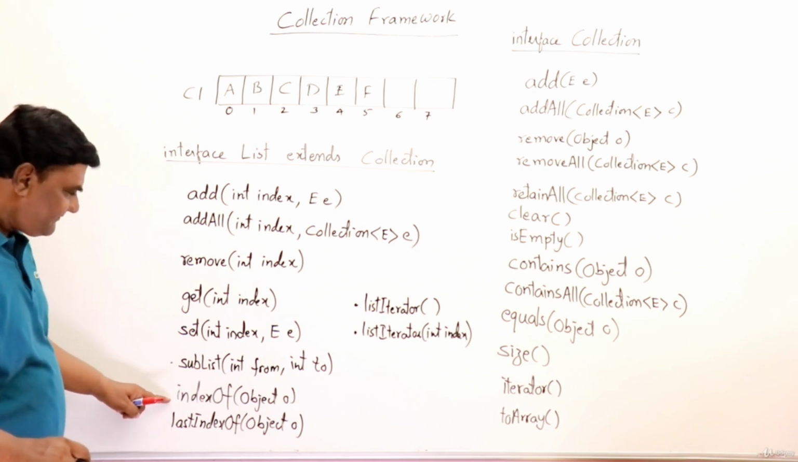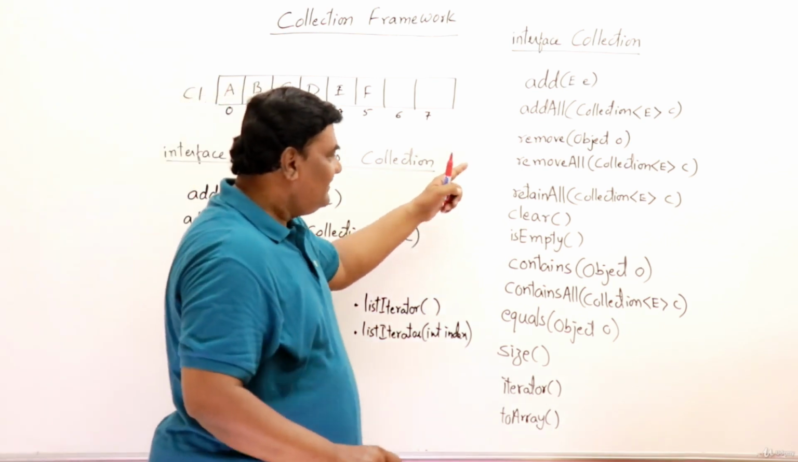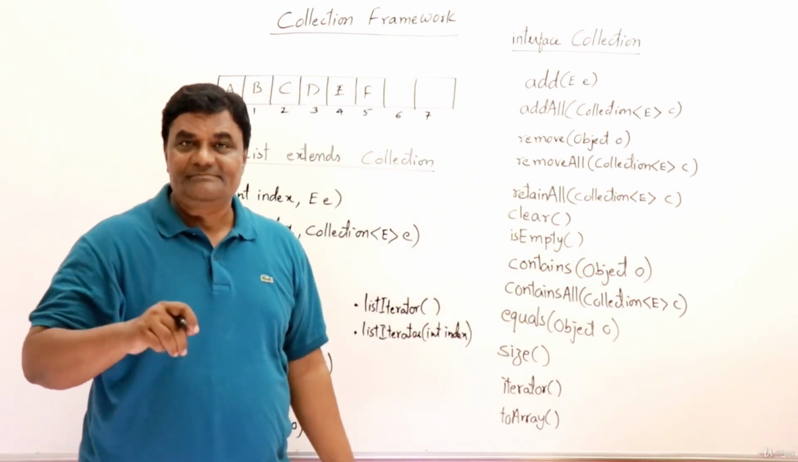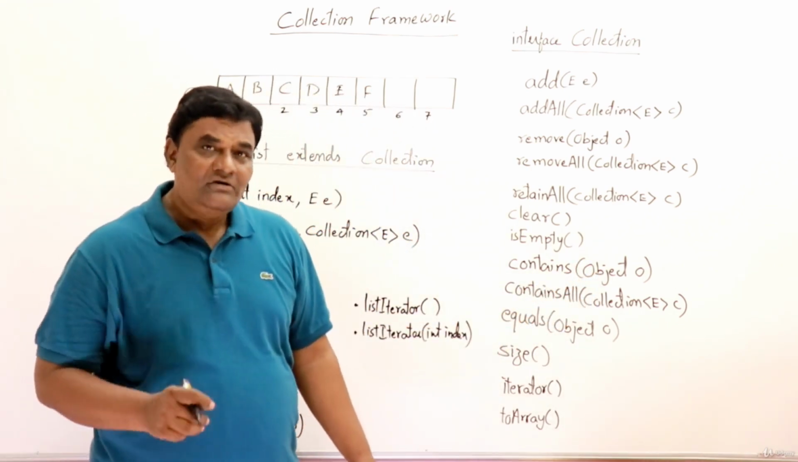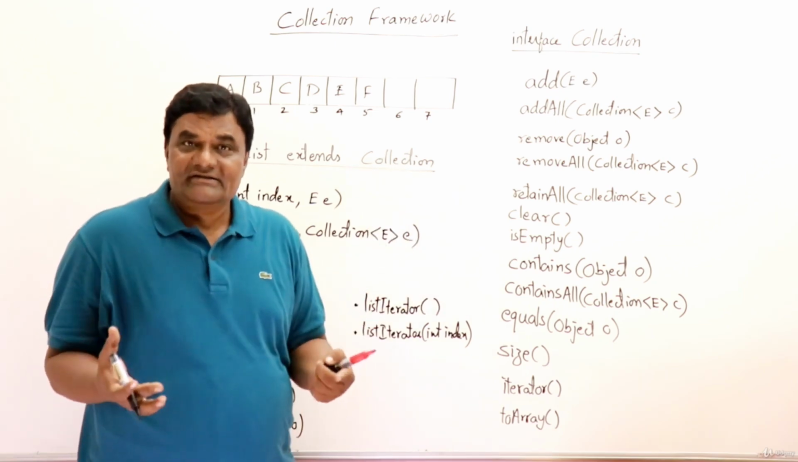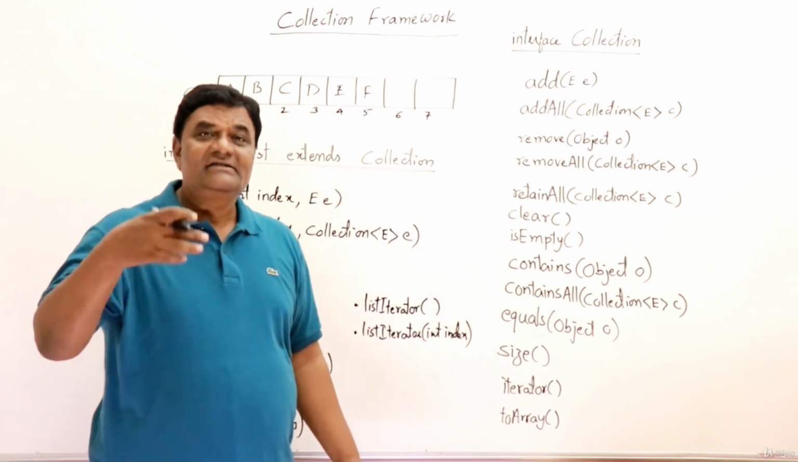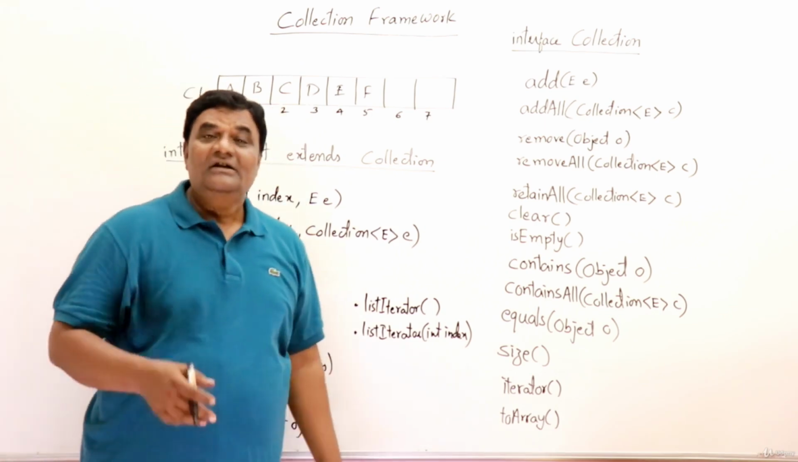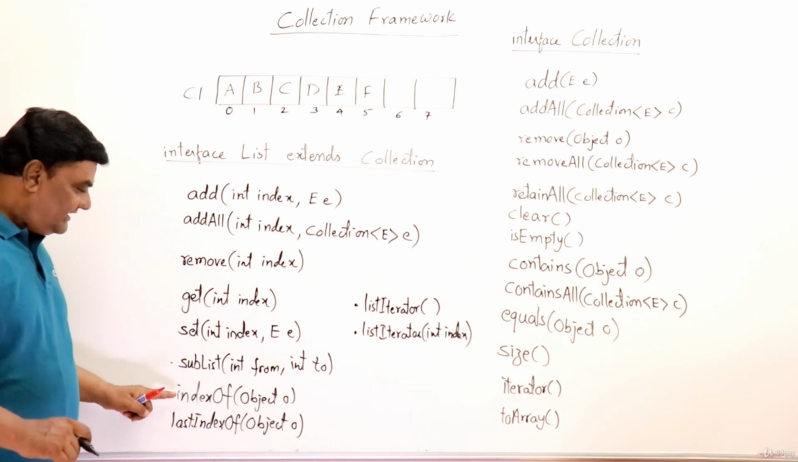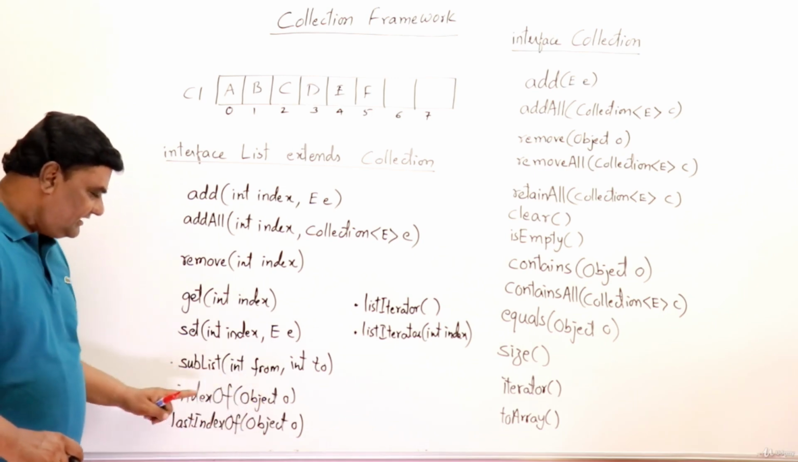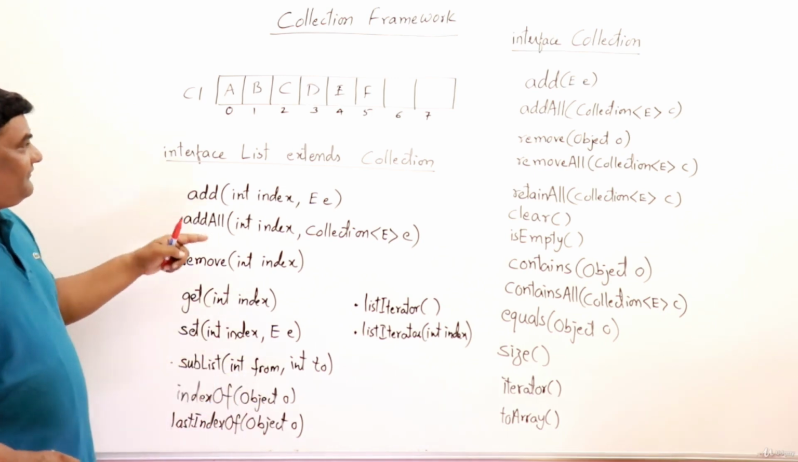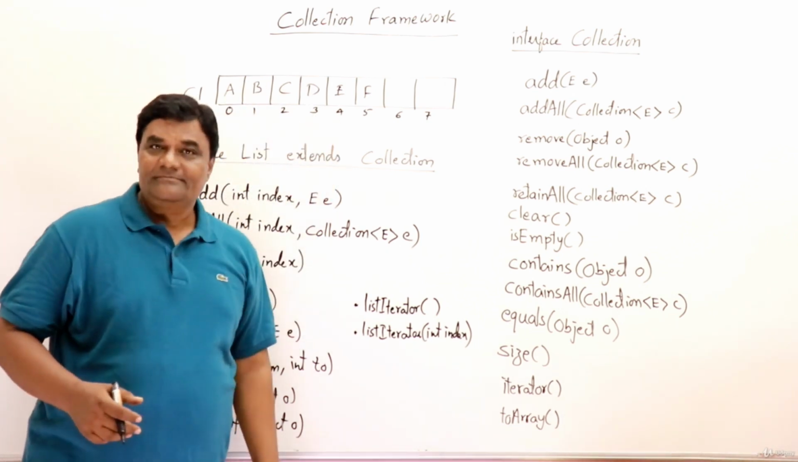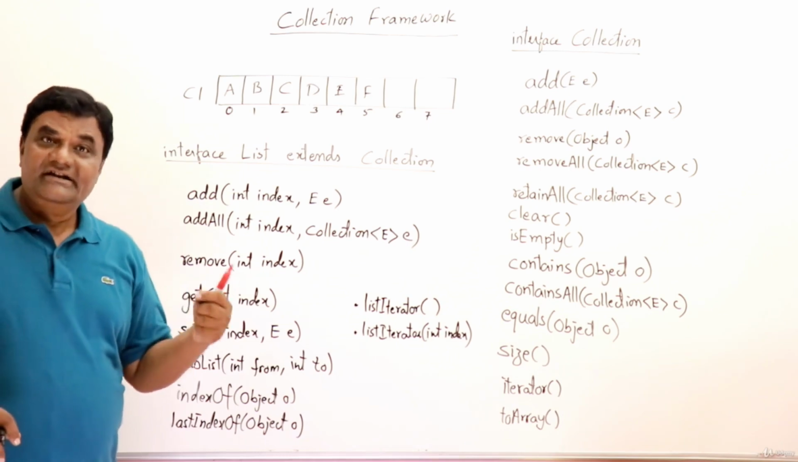Then next, searching. Here we had contains. So contains will search for an object and return true or false, present or not present. But now as indices are there, I want to know where it is. I want to know where is C. C is found at index 2. So for that we have a method, index of a given object. If I say index of C, I'll get the index 2. Index of E, I get the index 4. So index of method will give you the index of a given object.